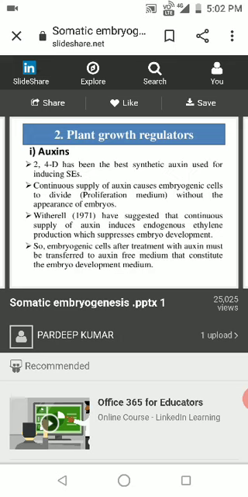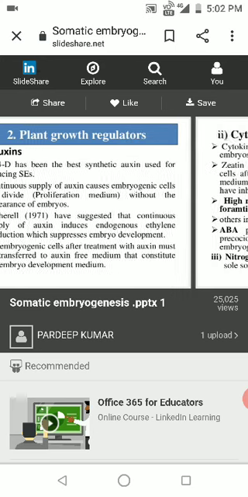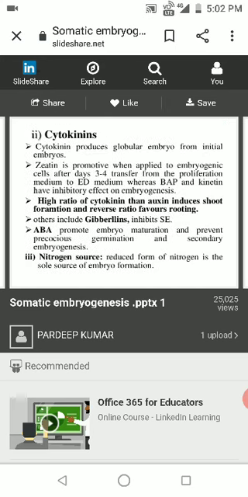So auxin is initially responsible for the formation of callus, and then these cells need to be transferred into auxin-free medium. Then there is cytokinin. Cytokinin produces globular embryos from initial embryos. So cytokinin is responsible for the maturation of the embryo.